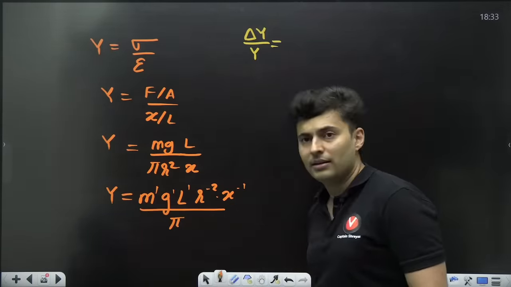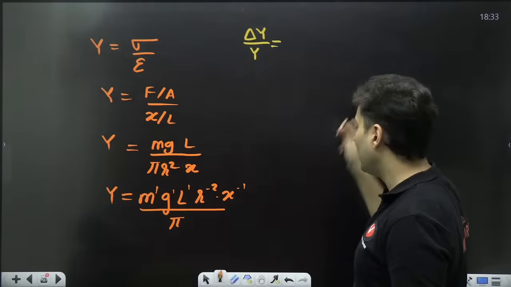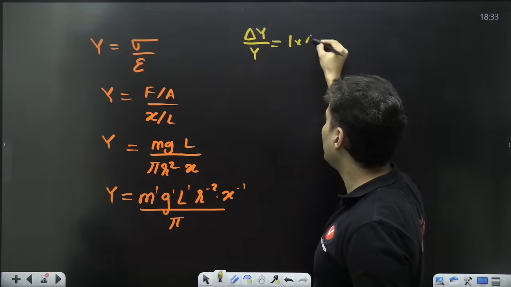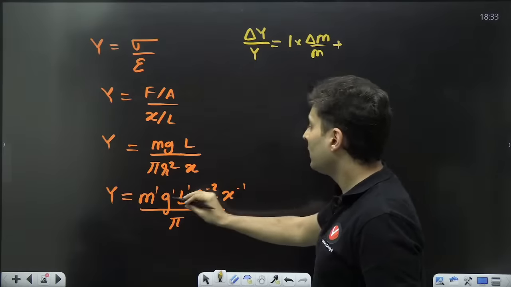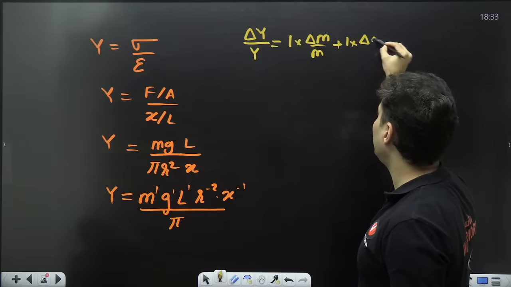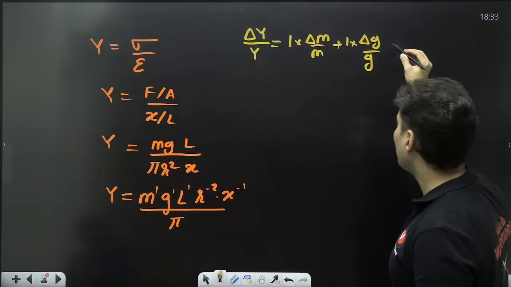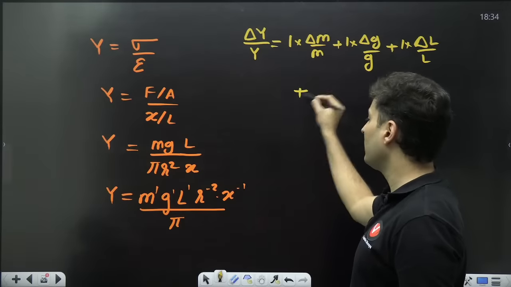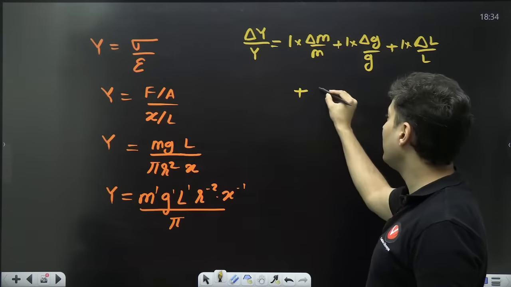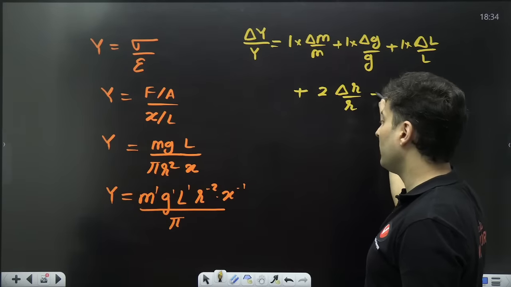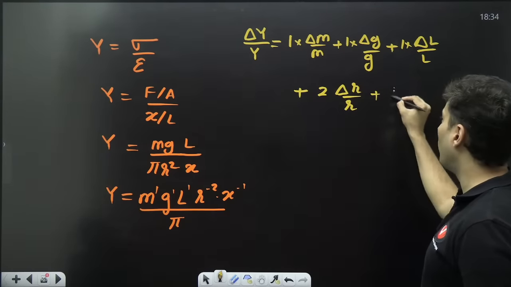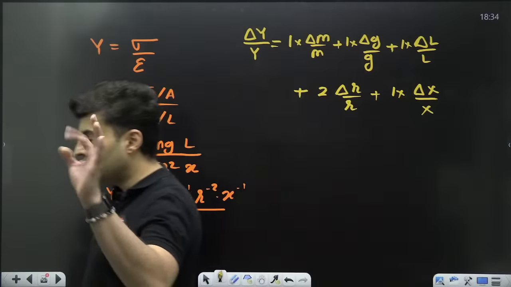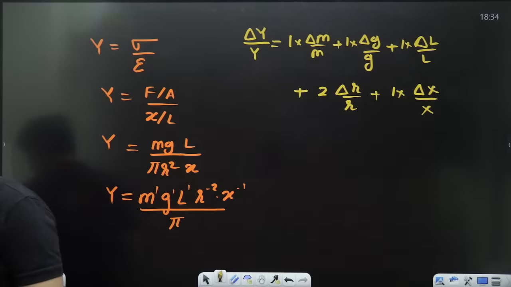Each of them might have errors. So you will get many terms of relative error here. So first is mass. The power is 1. So 1 into delta m by m will come. If gravity has error, then 1 into delta g by g will come. If the length of the wire has an error, so 1 into delta capital L by L will come. If radius has an error, don't take the negative value, always the positive value. So 2 times delta r by r will come. x has power minus 1, always take the mod value. So 1 into delta x by x will come. That's how you find the relative error.